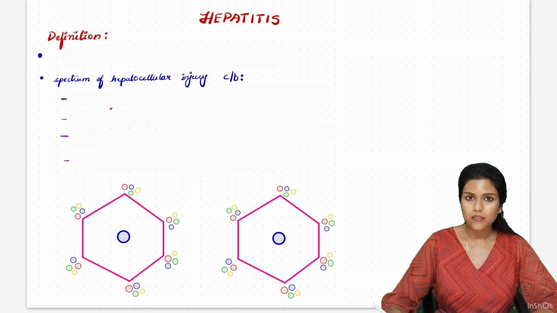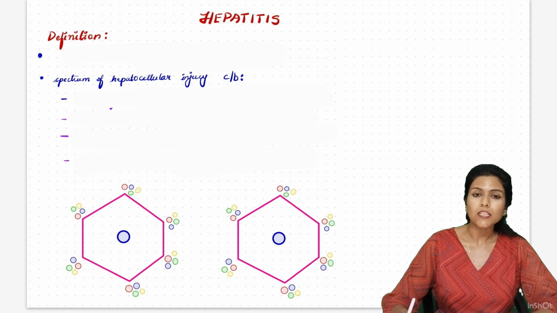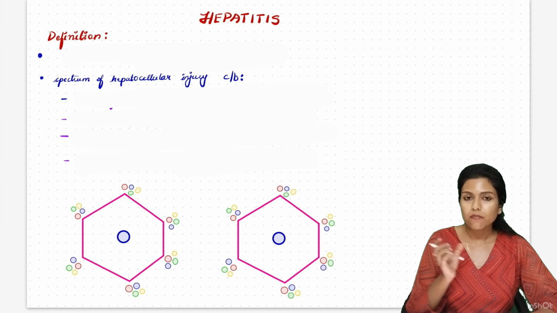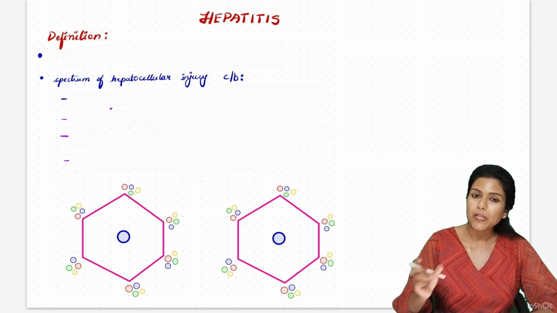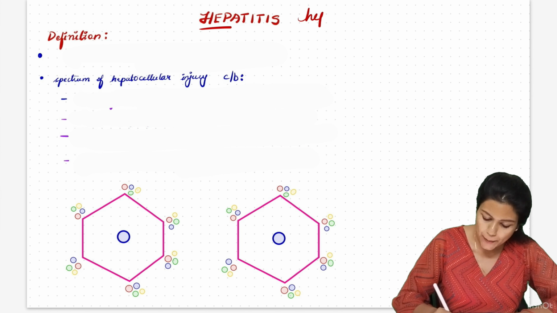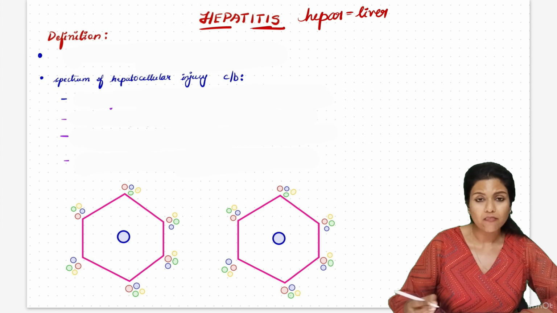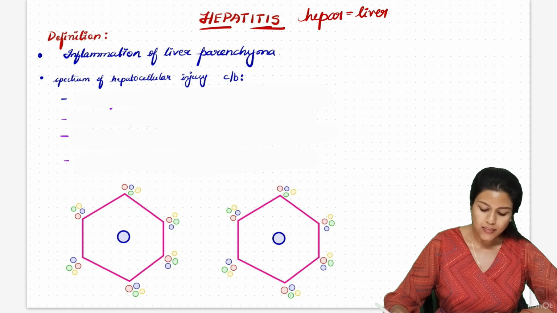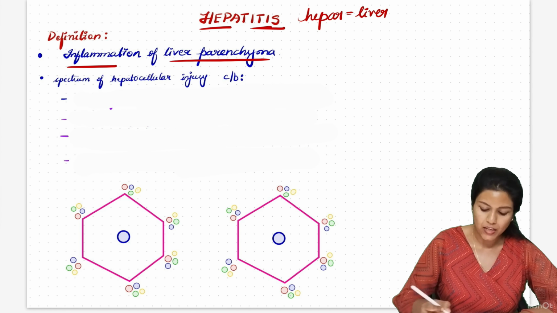I'm Dr. Ashmita. Today, let us discuss hepatitis. In this video, we shall discuss a brief overview of hepatitis. The term hepatitis itself, what can you derive from it? When you divide the term, hepar means liver, itis means inflammation. Therefore, hepatitis is defined as the inflammation of the liver parenchyma.